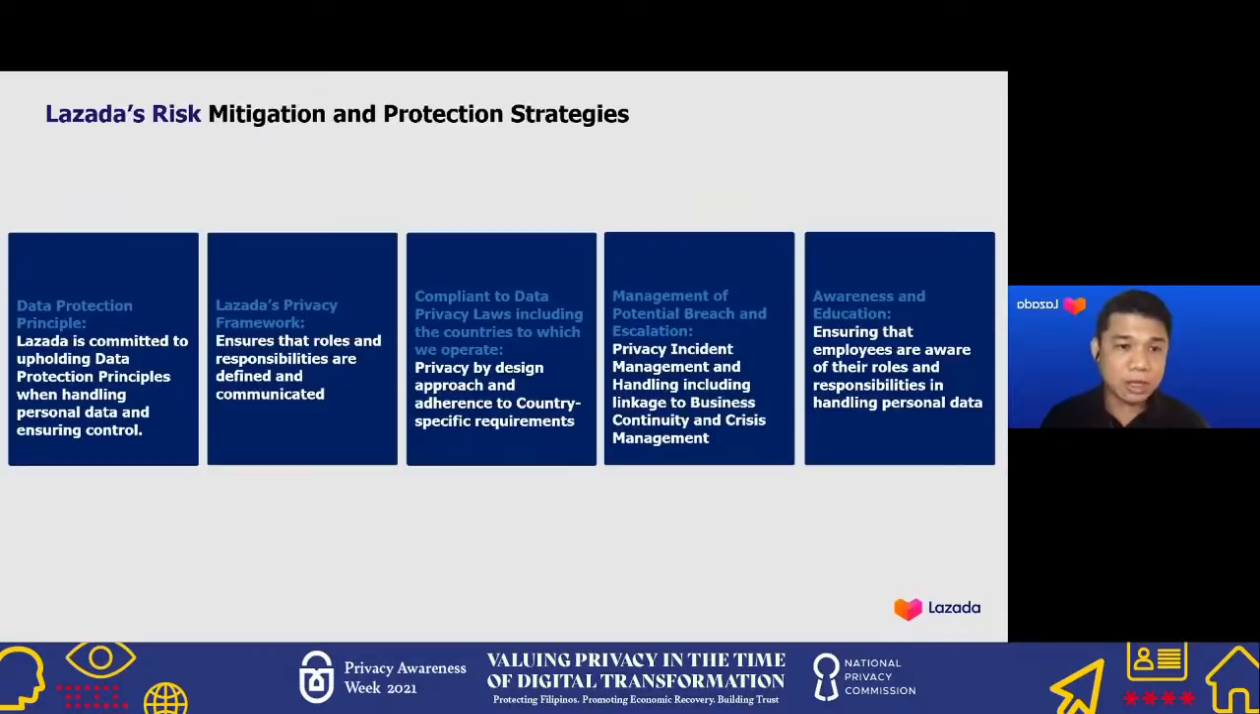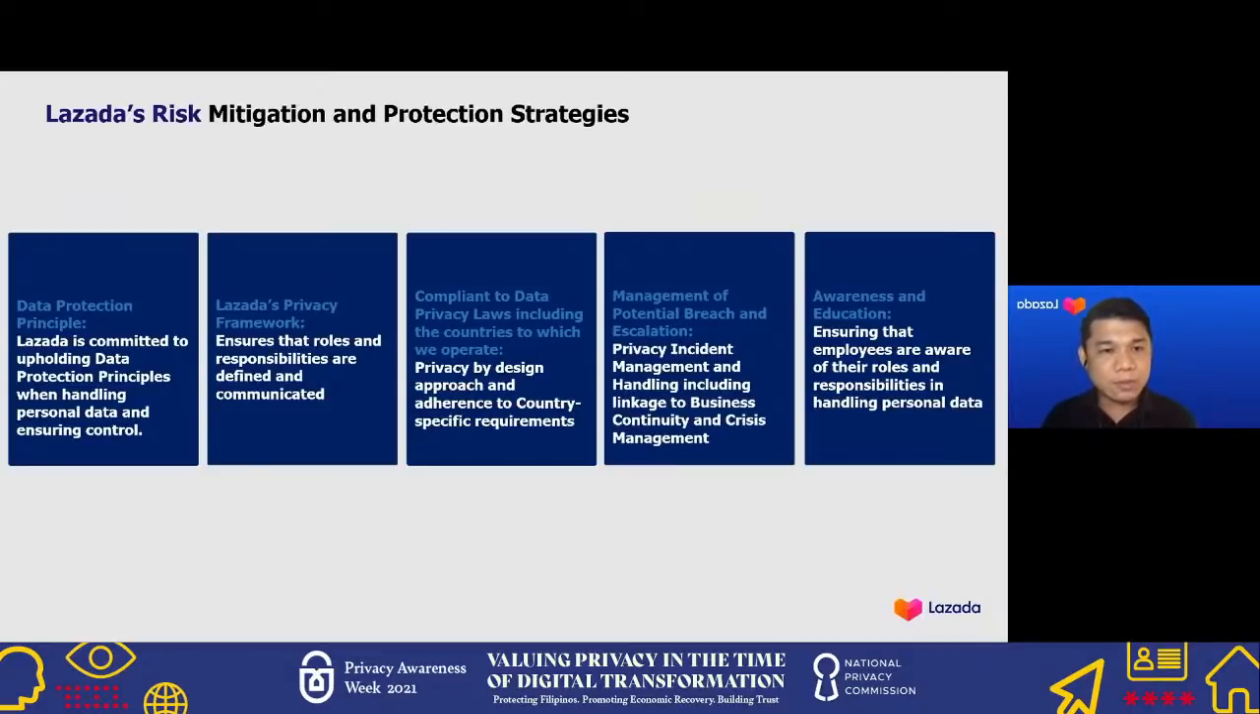In terms of data protection principle, since Lazada is operating in various Southeast Asian countries, we remain committed to upholding data protection principles when handling personal data and ensuring control. This is not just true for the Philippines, but across the other Southeast Asia region. So we, as much as possible, try to comply with the overall GDPR, but at the same time adapt a tailor-fit approach in complying with local regulations. In this case, our PDPA.